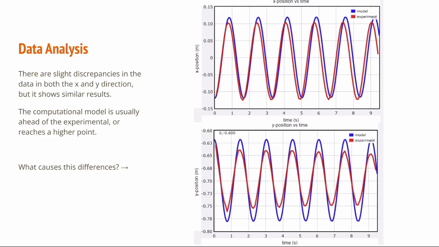Data analysis. Over here on the right, we can see the X and Y graphs for both the experimental and the computational models. Here, you can tell that there are slight discrepancies in both the X and Y directions, but they're pretty similar for the most part. The computational model is usually ahead of the experimental, or it reaches a higher point. As you can see in the Y position versus time graph, the model has a higher amplitude than the experimental, which is the red. And so what causes these slight discrepancies and these differences?